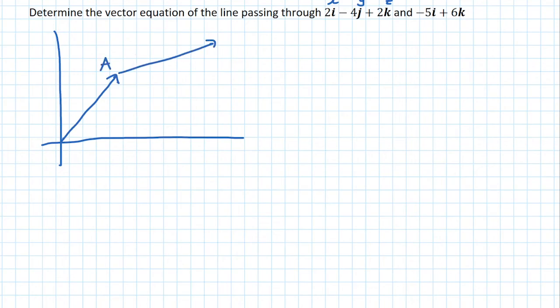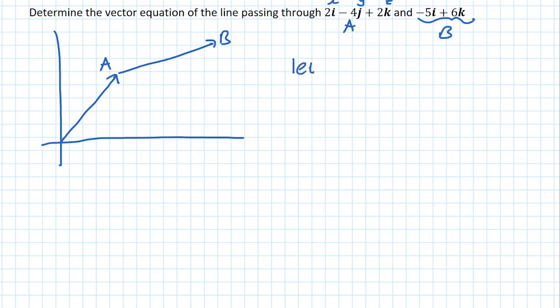So this will be point A. I'm just going to call this point A over here. And I'm going to call that point there point B. Again, for every vector equation, what we need is a point on the line, and we need to know the direction of the line between point A and point B.